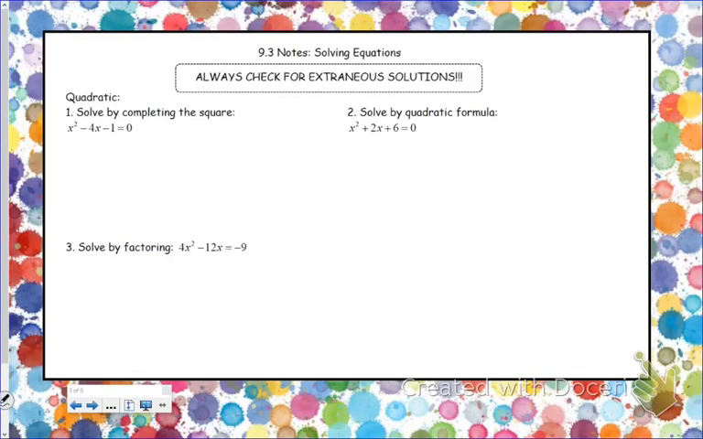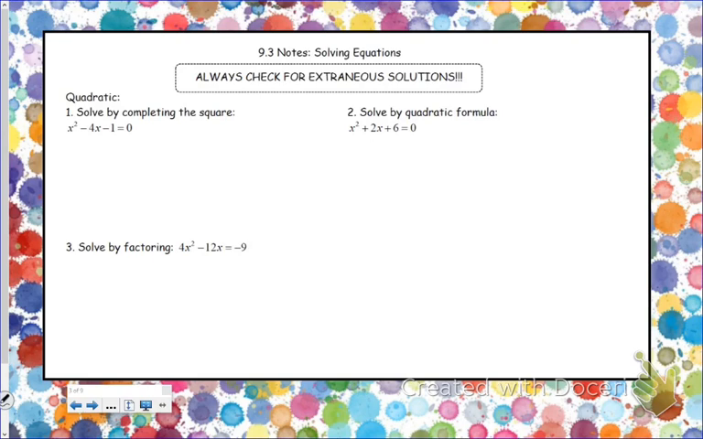Hi guys. So today we're going to review all the solving that we have looked at so far this year. And we're just going to look at solving for all the different equation types that we have seen so far. So to start, there was quadratic. With quadratic, there were really three different methods that you could use.